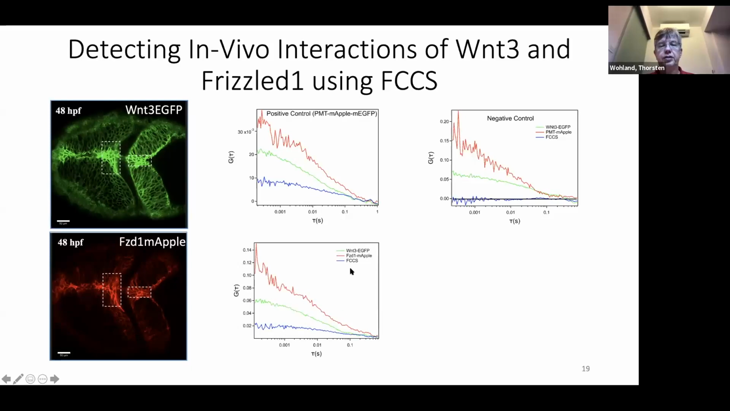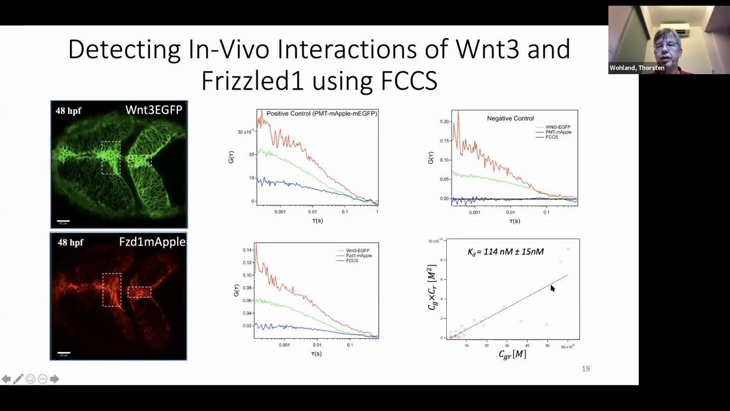And if we measure Wnt3 together with frizzled mApple, you see actually clearly positive correlation function. And if we calculate our KD from there, we can do our scatter plots as I showed you earlier, and we get about 120 nanomolar or something like that for the interaction of Wnt3 and frizzled 1.